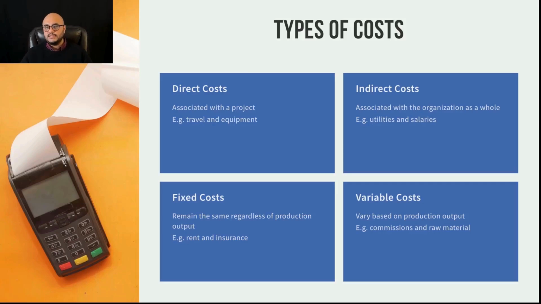Whereas variable costs vary based on production output. If I produce 100 units, then maybe it cost me $1,000 of raw material. If I produce 200 units, then it cost me $2,000 of raw material. These are variable costs. They change with output.